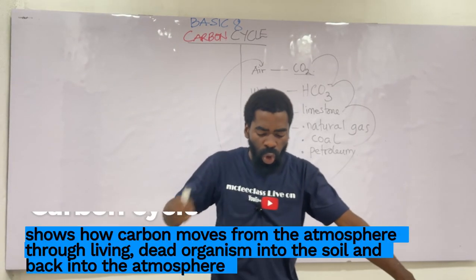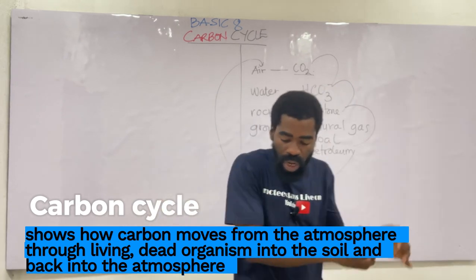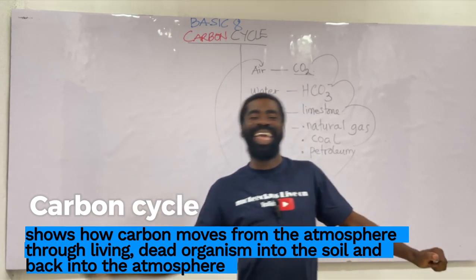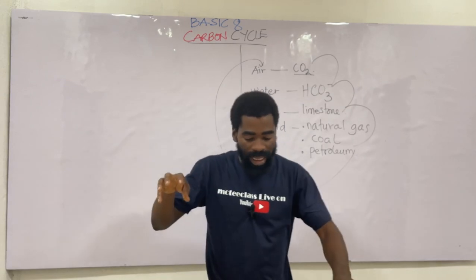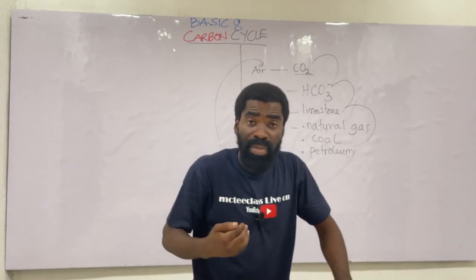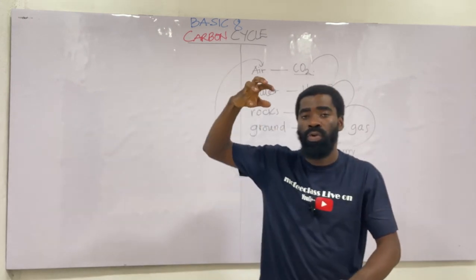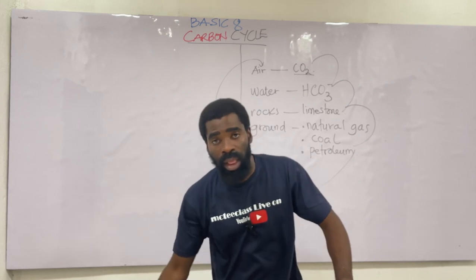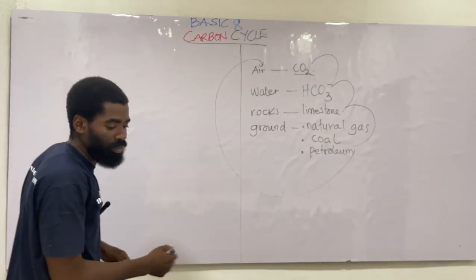Carbon cycle shows how carbon moves from the atmosphere through living and dead organisms into the soil and back into the atmosphere. Once again, let's go. The carbon cycle tells me and you how carbon moves from the atmosphere. From the atmosphere, it goes through living and dead organisms into the soil, then back into the atmosphere again.